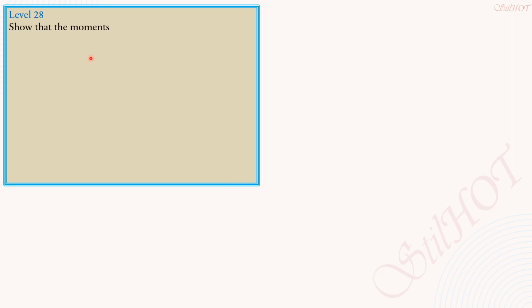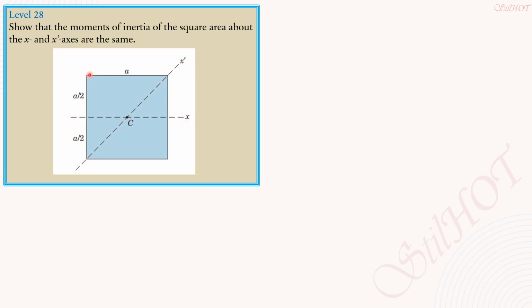Problem 28: show that the moments of inertia of the square area about the x and x prime axis are the same. So here is the square oriented in this manner. For Ix, we just consider a rectangle above the x-axis, and with respect to the base, we already know that the moment of inertia of a rectangle with respect to the base is base times height cube over 3. Then we multiply it by 2 for the lower part.